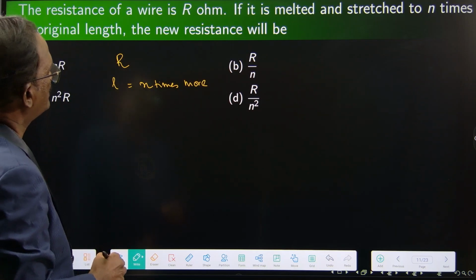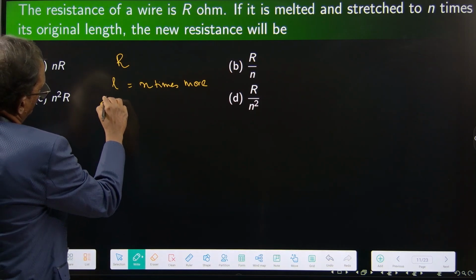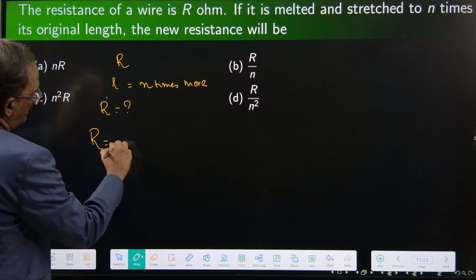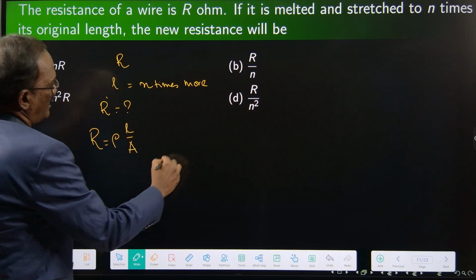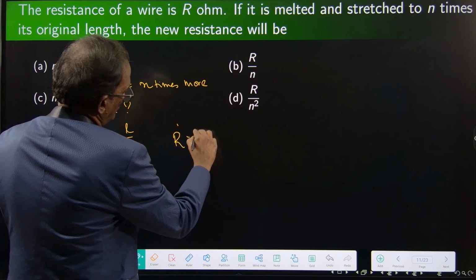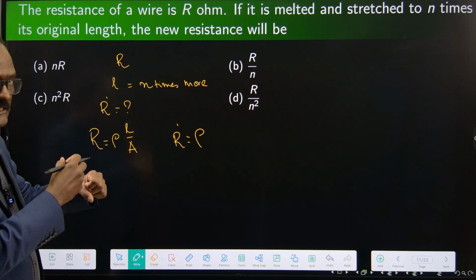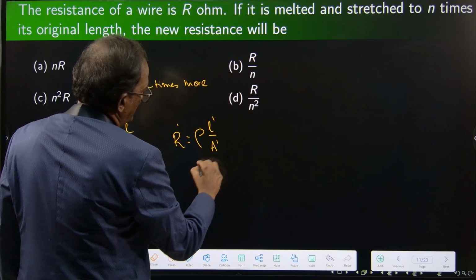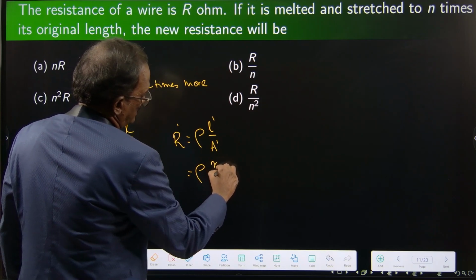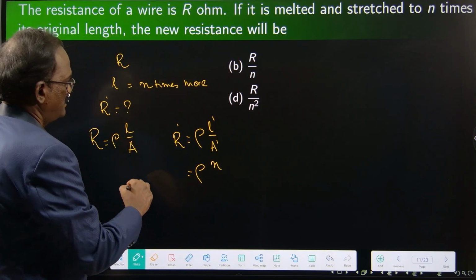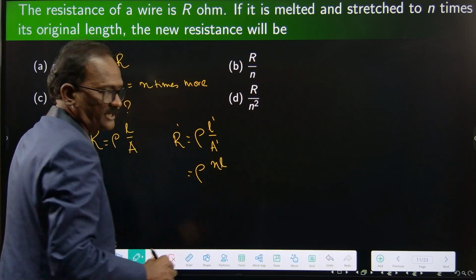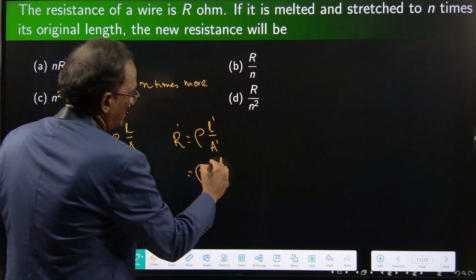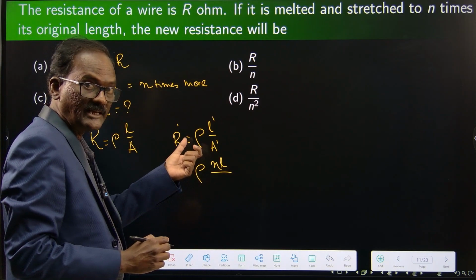If the wire is stretched N times its original length, what will the new resistance be? R is equal to rho L by A. Now R dash is in question. Rho won't change. N times you are stretching the length, so L dash is N into L. If it is 5 meter, it becomes N into 5.